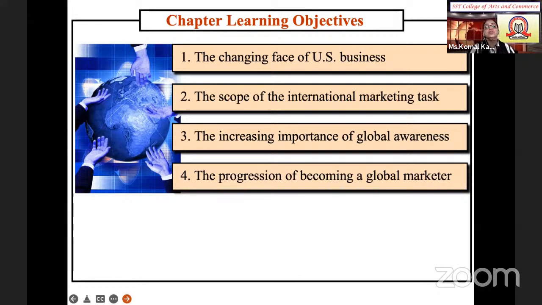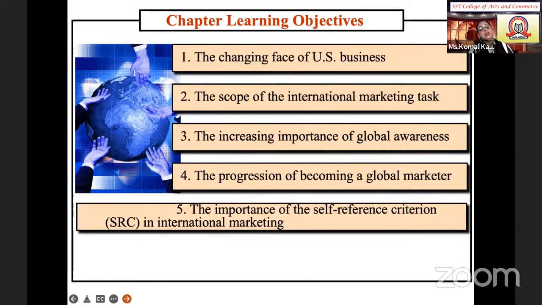When there are elections in the US, we observe ups and downs in international marketing globally. The increasing importance of global awareness, the progression of becoming a global marketer. The US gives opportunities to various countries, developed or developing, to progress and become global marketers. The USA has also supported in generating the importance of the self-reference criterion in international marketing. Every country wishes to move in the footsteps of the USA.